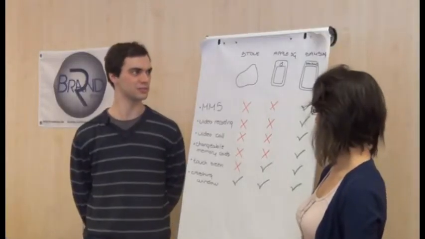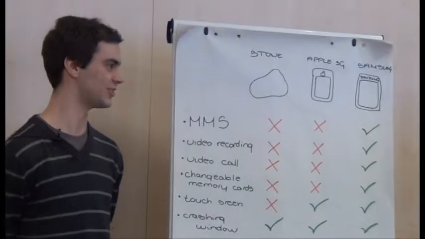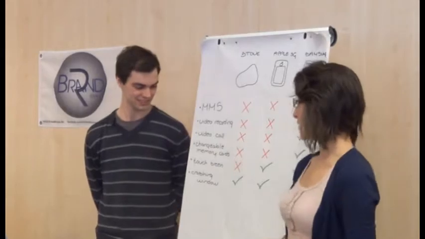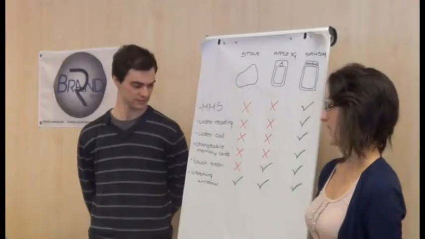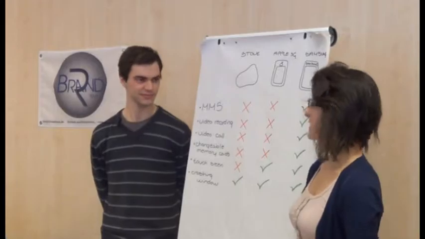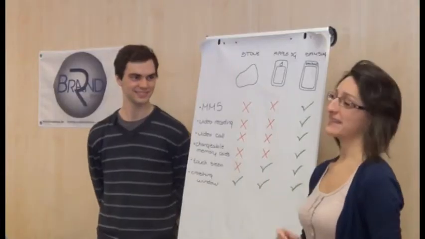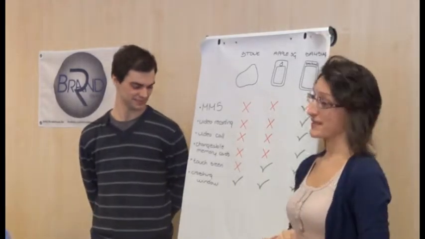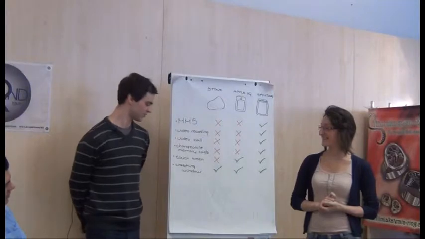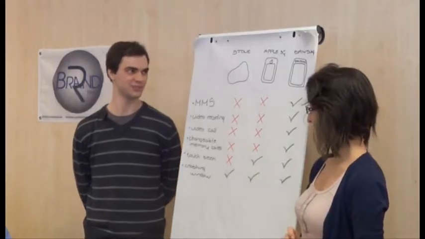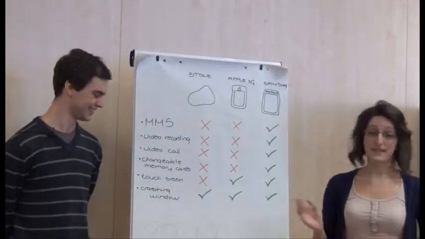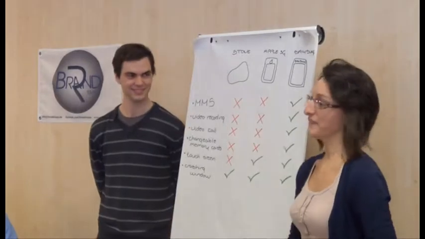The changeable memory cards are contained in the Samsung mobile phone, but the Apple 3G and the Stone do not contain this. Yes, the Stone hasn't got any touch screen, but the Apple 3G and Samsung have. I can tell you that the Samsung's touch screen is much better than the Apple 3G's. And the last one is the crashing window. You can crash the window on all of these phones and the Stone too. Yes, so think about it and buy Samsung. Okay.